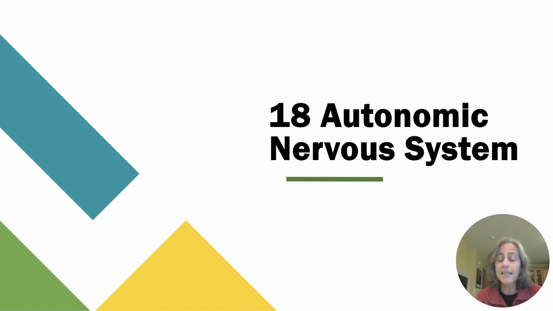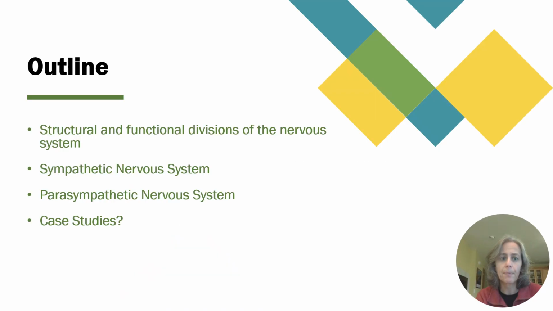Welcome to Lecture 18. We're going to talk about the autonomic nervous system. The plan for this lecture is to first talk about some of the structural and functional divisions of the nervous system. A lot of that will be review, but I think it's important to get our bearings and have the appropriate perspective so we know just what it is we're talking about.